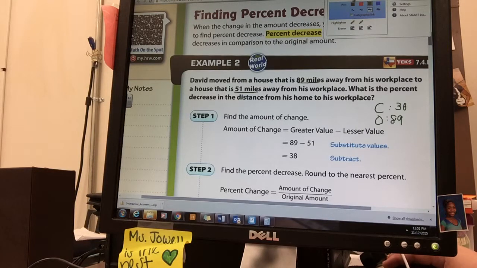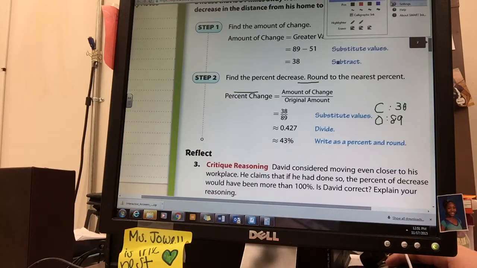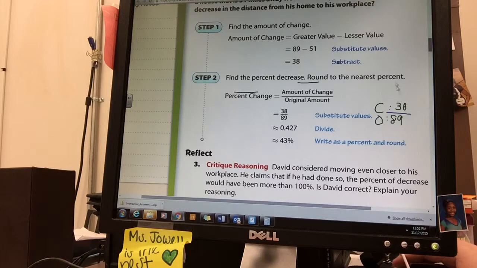Scroll down so we can see that. Again, divide. So if I were to put this in a fraction, then I would do 38 divided by 89. And I would get 0.427. Move my decimal over twice, and that rounds up to 43. But it would be a decrease this time. You do have to tell me whether it's a decrease or increase, because that makes a difference. But decrease and increase are worked the same exact way. No change in that. All right, let's go to the next page.